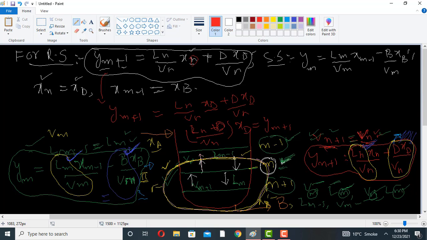So Ln plus D is nothing but Vn. Vn we have already obtained. So this Vn cancels with this Vn, and it is equal to 1. So yn plus 1 will be equal to xD. So y is equal to x. If we put xD in place of xn, then yn plus 1 will also become equal to xD, as we have derived in this equation.